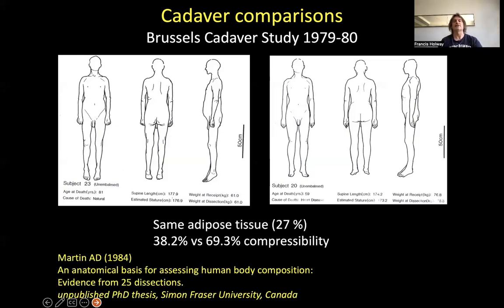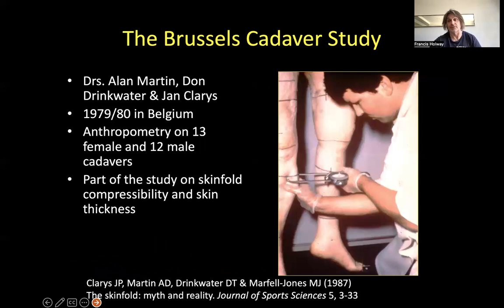Okay, and in this study, you had two subjects, subject 23 and subject 20, that had the same amount of adipose tissue, but their compressibility was completely different. In one of them, you got very tough skin folds, and in the other, very compressible skin folds. So you will make an error estimating body fat from skin folds. That's one of the limitations of anthropometry, especially as we age and our tissues become softer, sometimes harder.